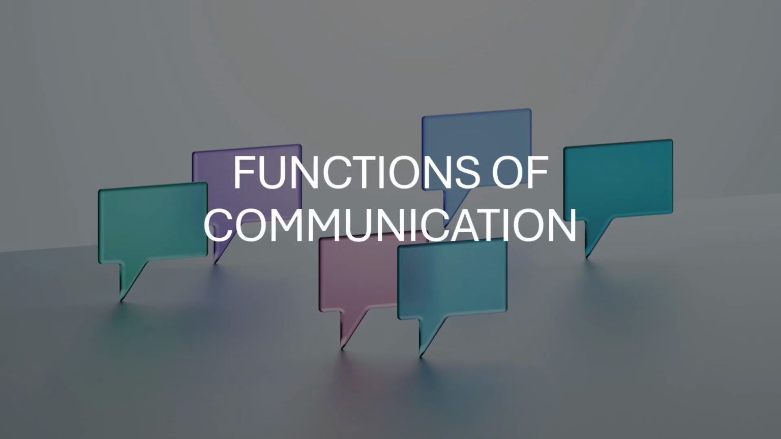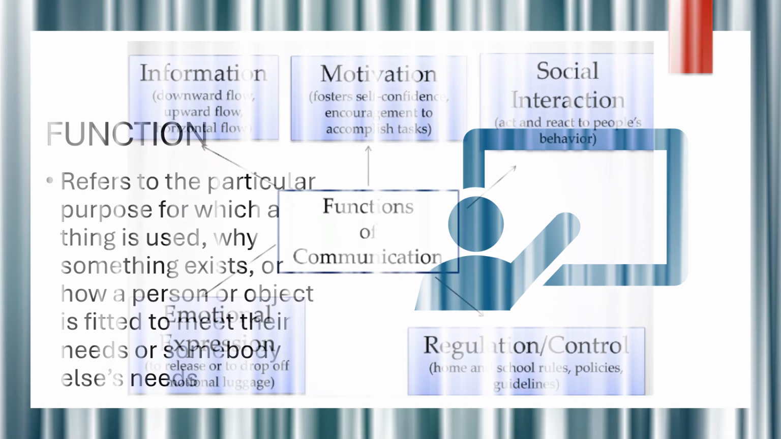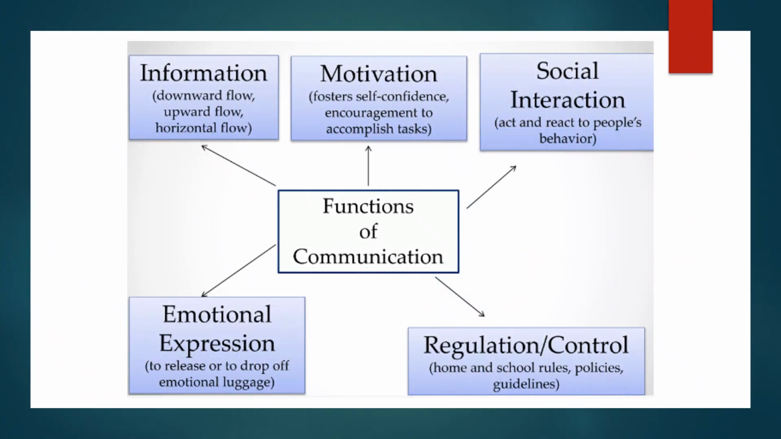Let us start first with the functions of communication. Function refers to the particular purpose for which a thing is used, why something exists, or how a person or object is fitted to meet their needs or somebody else's needs. The functions of communication are information dissemination, motivation, social interaction, emotional expression, and regulation or control.